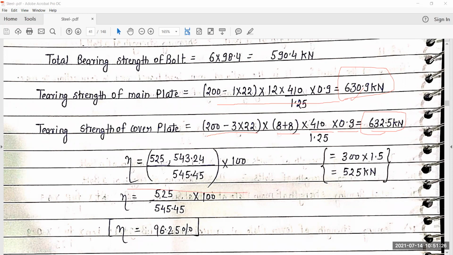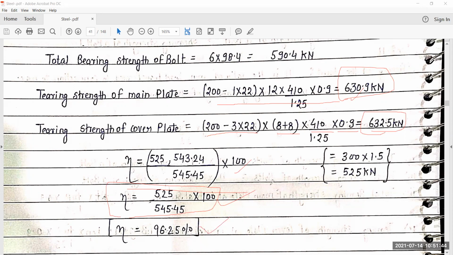Okay, eta is still 525, 543, 2 by 545. Of course, this is the result. Okay, then the result is 525, 525, 45, 4 by 100. Okay, then the result is eta equal to 96.25 percent.